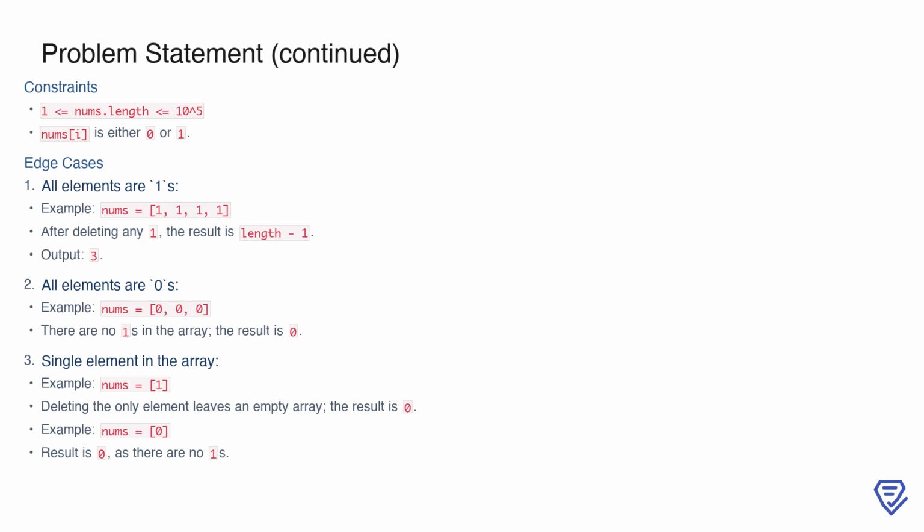Now let's consider some constraints and edge cases. First, the array length can be as small as 1 or as large as 100,000, so our solution must be efficient. Each element in the array is either 0 or 1, which simplifies our analysis. For edge cases, if all elements are 1's, like in the array 1, 1, 1, 1, deleting any single one will leave us with a subarray of length 3, which is the array length minus 1. If all elements are 0's, such as 0, 0, 0, there are no 1's to form a subarray, so the result is 0. Finally, if the array contains only one element, like 1 or 0, deleting that element results in an empty array, meaning the output must also be 0.